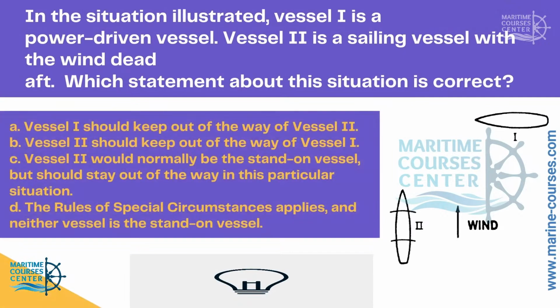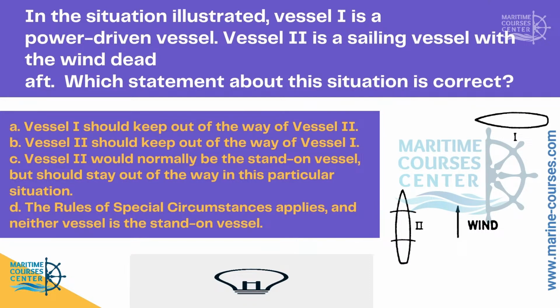In the situation, vessel 1 is a power-driven vessel and vessel 2 is a sailing vessel with the wind dead astern. Which statement about the situation is correct? A. Vessel 1 should keep out of the way of vessel 2. B. Vessel 2 should keep out of the way of vessel 1. C. Vessel 2 would normally be the stand-on vessel but should stay out of the way in this particular situation. D. The rules of special circumstances apply and neither vessel is the stand-on vessel.